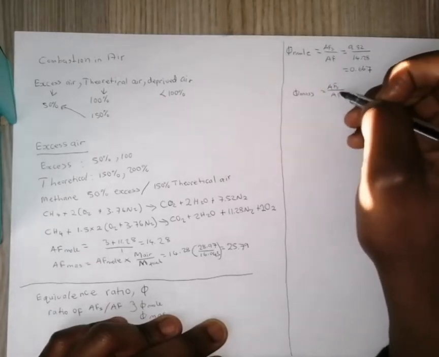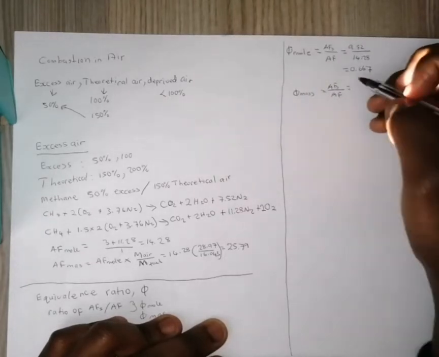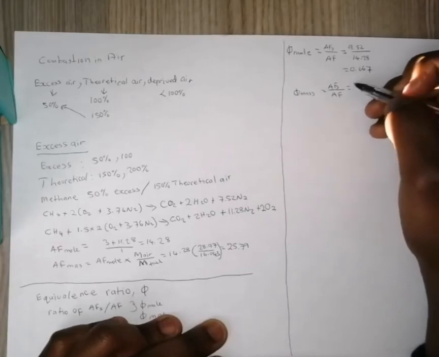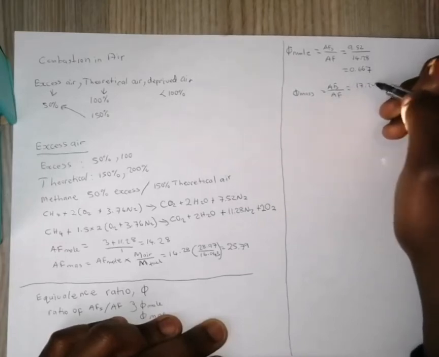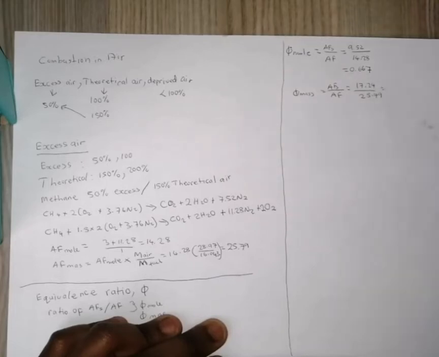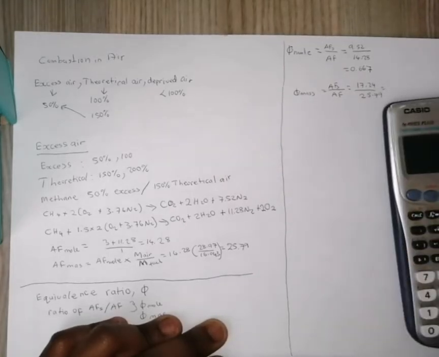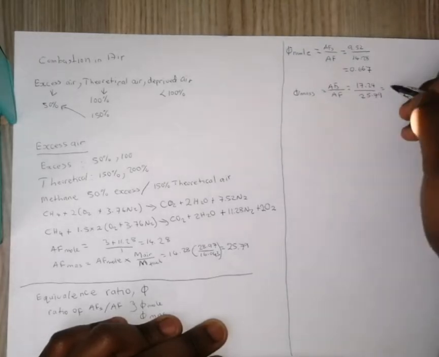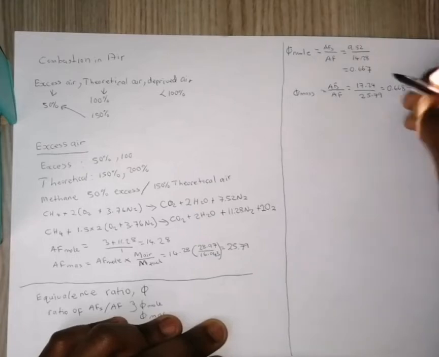Then we also have the equivalence ratio for the mass, which is equal to AFS over AF, which is equal to 17.24 over 25.79. That is 17.24 divided by 25.79, which gives 0.668, approximately the same.